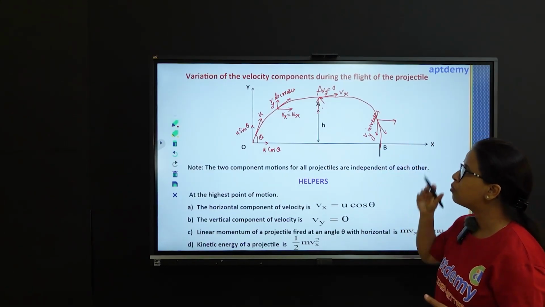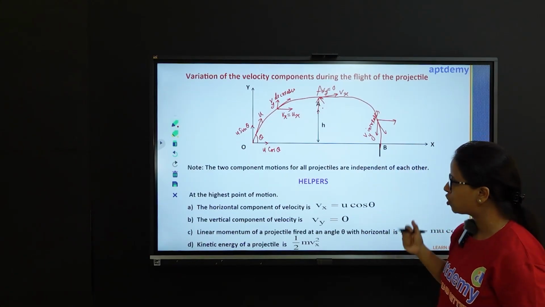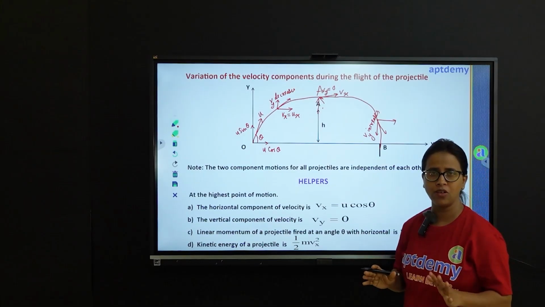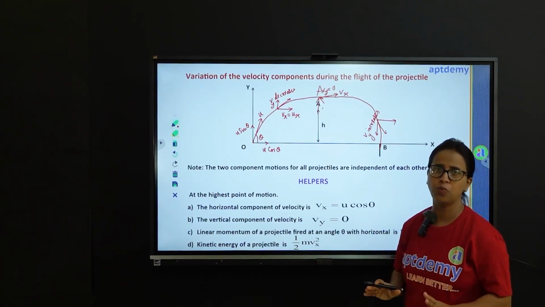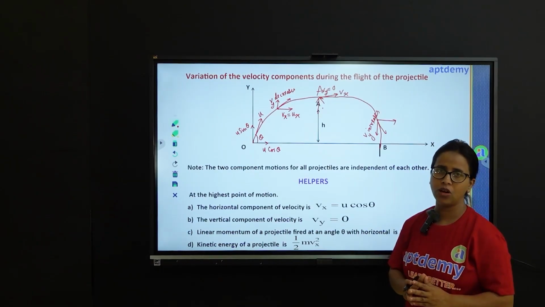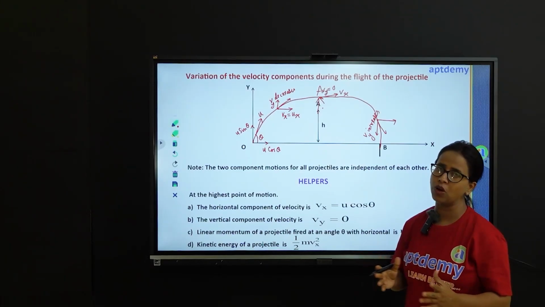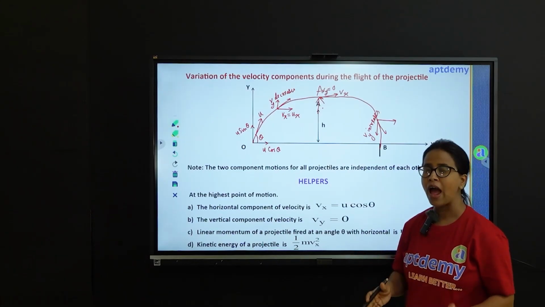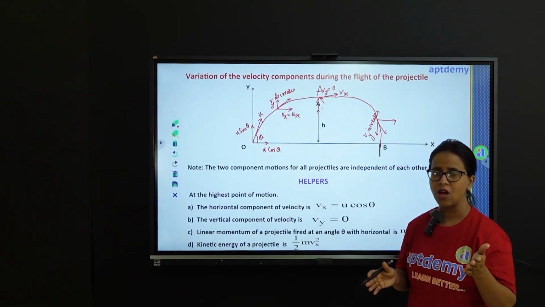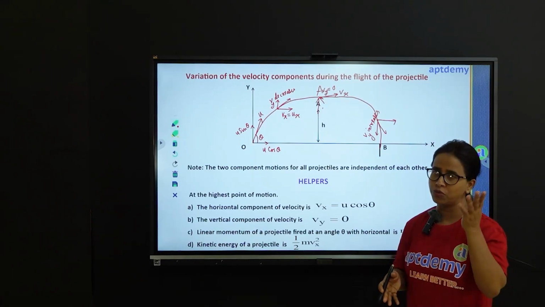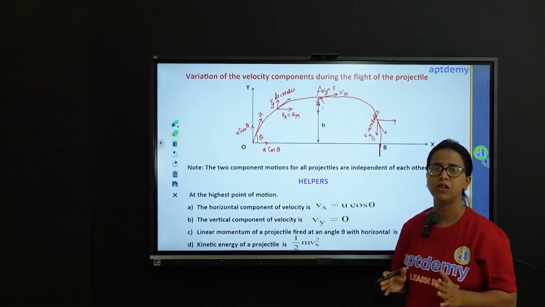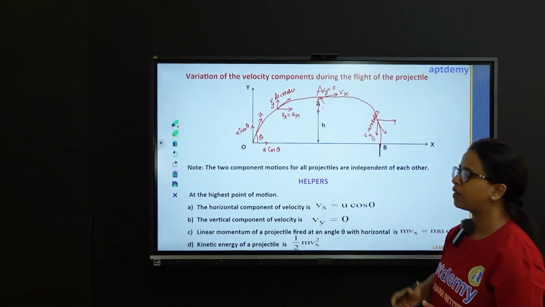Now these two motions, the horizontal motion and the vertical motion, are not dependent on each other. They are independent. The projectile will cover a certain horizontal distance. At the same time, it will also cover a certain vertical distance. So the horizontal and vertical motions are independent as well as simultaneous. So look at the helpers.